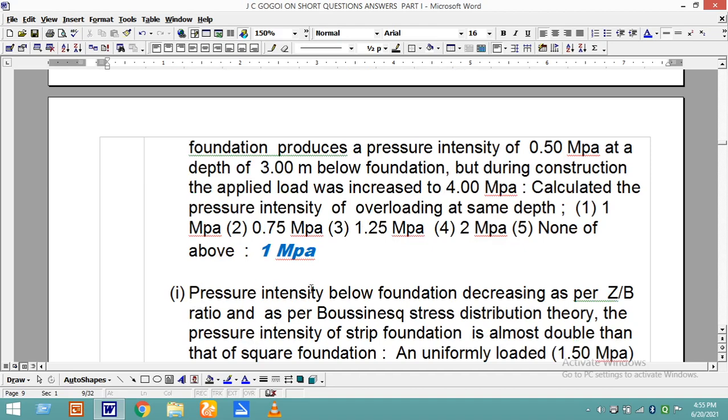Pressure intensity below the foundation decreases as per the Z by B ratio and as per Boussinesq's stress distribution theory. The pressure intensity of a strip foundation is almost double than that of a square foundation. It is important. The pressure intensity of a strip foundation is almost double than that of a square foundation.